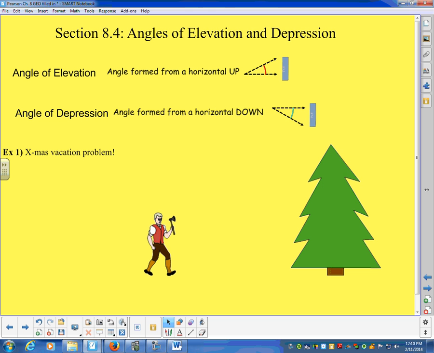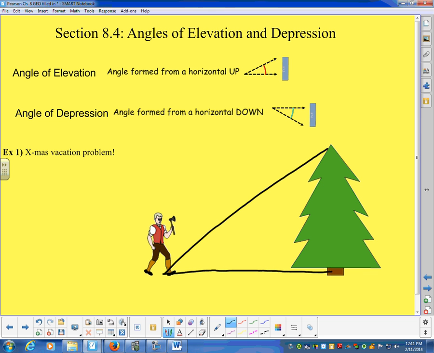The Christmas vacation problem. So here's my dilemma. I go and take my trusty axe, or hand saw. I'm going to go cut my own tree. I'm looking at this tree. I want to figure out approximately how high it is, but I'm going to have to pace it off, and I happen to have my clinometer with me. Go figure. So what I do is I measure from the ground up, and I measure an angle to the top of the tree of 40 degrees.